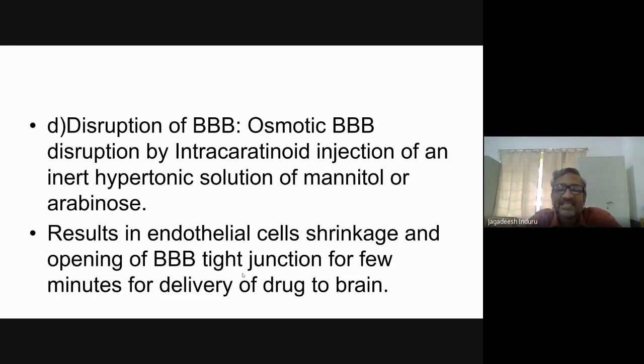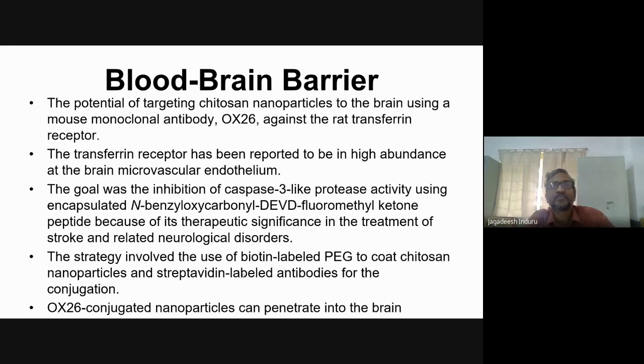Hypotonic solution will make a bulging effect by expanding your cell membrane, and it will cause cleavage. That cleavage is not required and not suggested at the blood-brain barrier level, and it is not that easy either. That is the reason we use hypertonic solutions to cause shrinkage and opening of the barrier. Because of that shrinkage, the tight junction opens for a few minutes for the delivery of the drug to the brain. So this is actually a strategy.